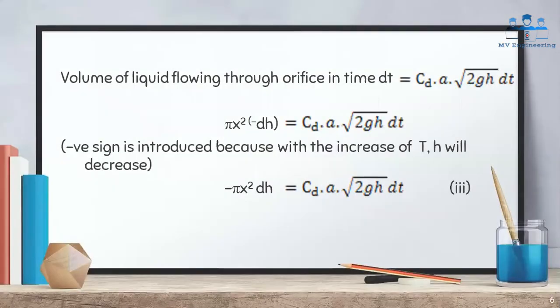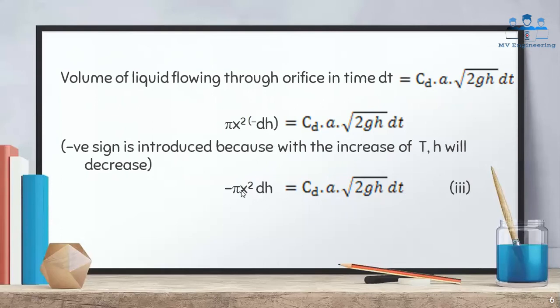Now, the volume of the liquid flowing through the orifice in time dt is equal to Cd a root 2gh into dt. So, whatever liquid is flowing through the orifice will be equal to the volume of the liquid leaving the tank. So, you have pi x square into minus dh equal to Cd a root 2gh into dt. Here we can see the negative sign, as we know that when time increases, the head is getting decreased. So minus pi x square into dh equal to Cd a root 2gh into dt.